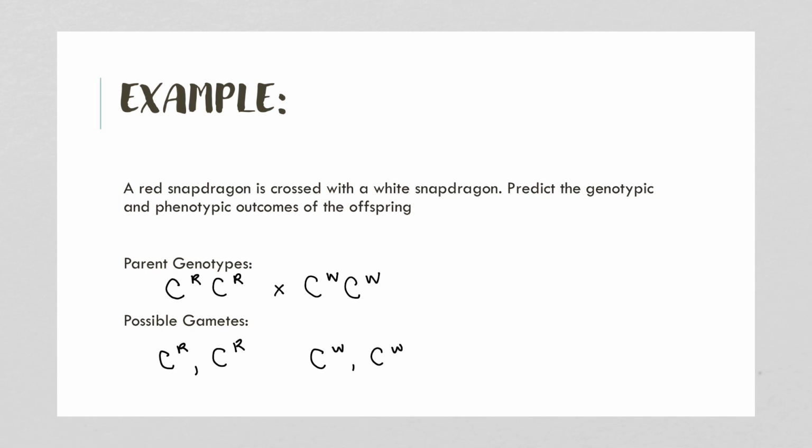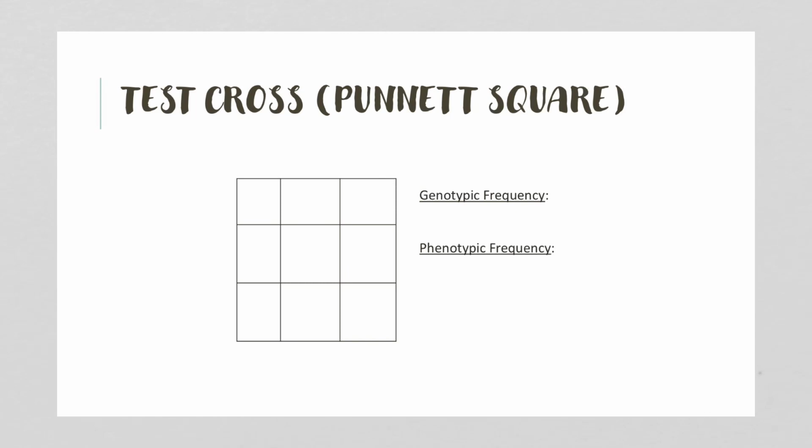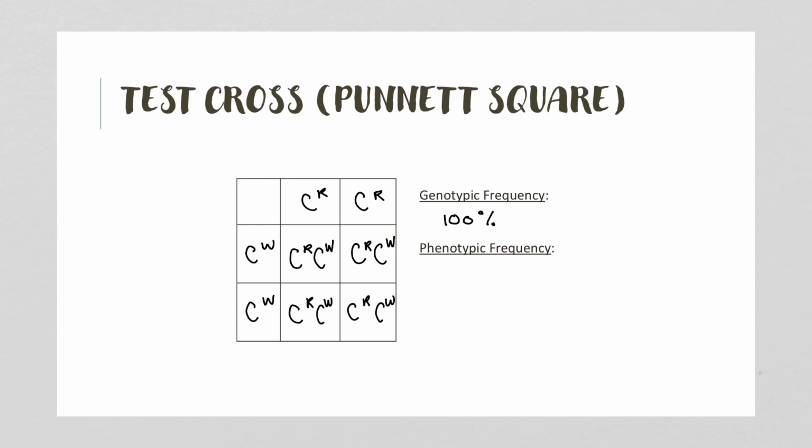I think you can probably already see what the outcome is going to be. So we'll do the test cross or the Punnett square. We have our C^R, we'll put the red at the top, and the white down the side, C^W. So every single one is going to be C^R C^W. So the genotypic frequency is that they're 100% C^R C^W, and the phenotypic frequency means that they're all going to be pink.